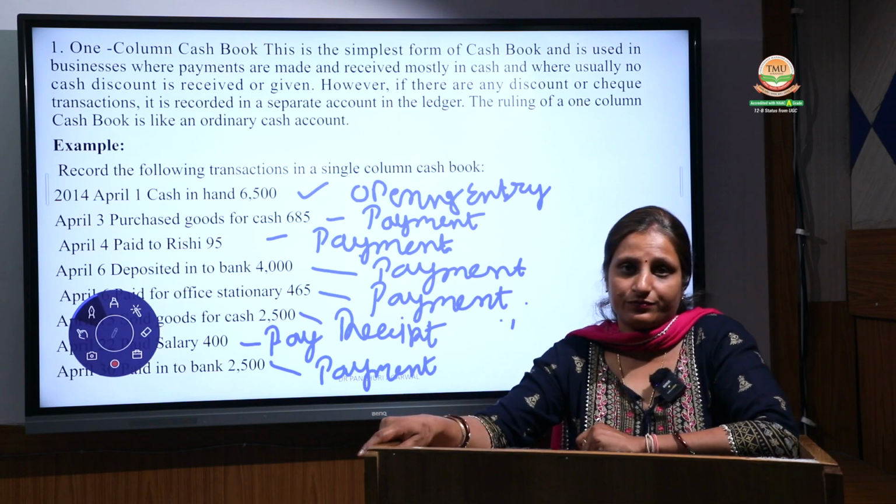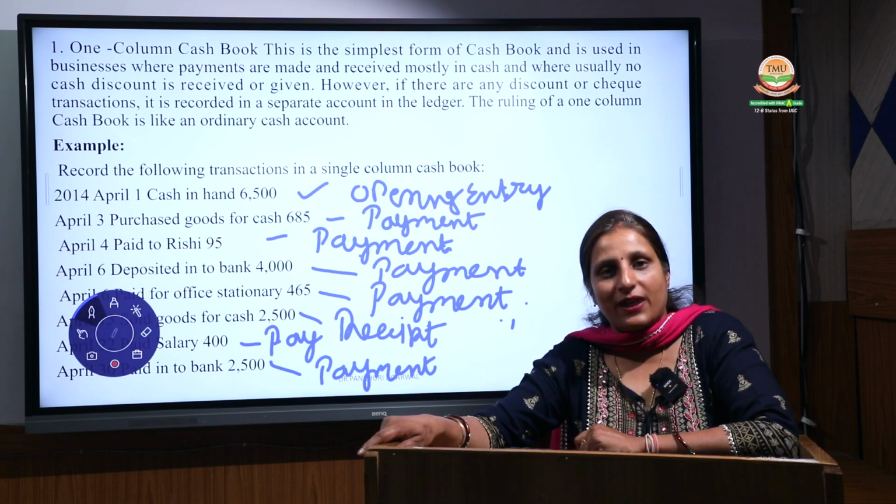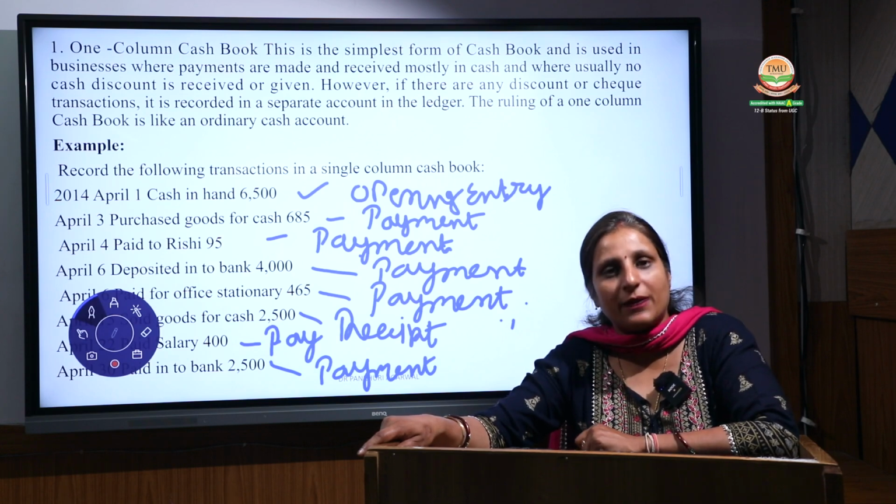So the entry becomes purchase account debit to cash account, and it is the entry of payment. Paid to Rishi. I am paying the amount to Rishi, meaning I have paid the cash. This entry is also on the payment side.